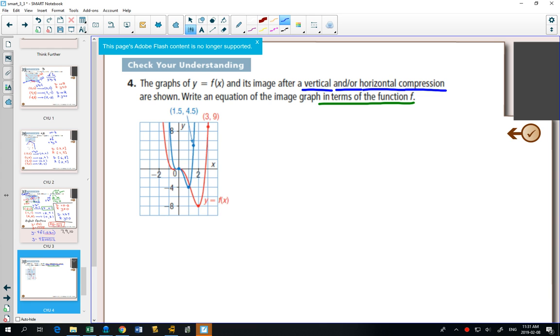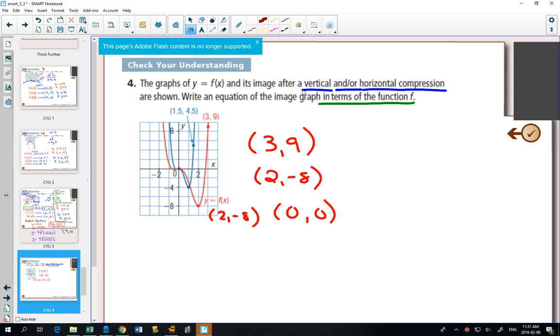So what usually happens is you have the equations. Then you would take points on your original equation. So I would have 3, 9 as a point on my original equation. I would have 2, negative 8 as a point on my original equation. And it looks like I have 0, 0 as another point on my original equation. And then you would draw your arrow. And above your arrow, you would write what you do from your equation. But since we don't have our equation, this is what we don't know.